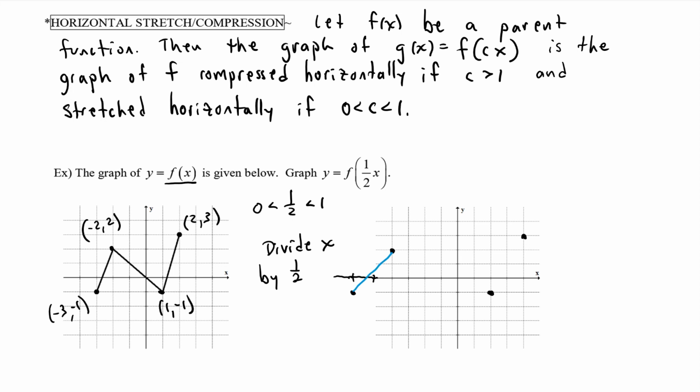So the whole graph got stretched horizontally. It's as if you grabbed the left and right side and pulled it. It got stretched horizontally. Now, if this number would have been bigger than 1, it would have squished it or compressed it horizontally. Because if that number was bigger than 1, let's say we had f of 4x, now you're dividing x by 4. Well, dividing by 4 decreases its magnitude.